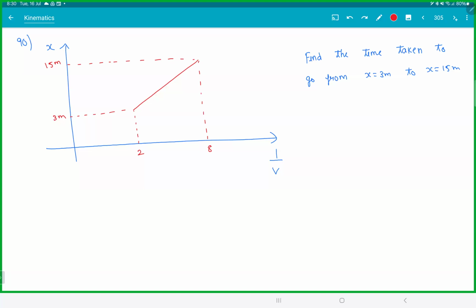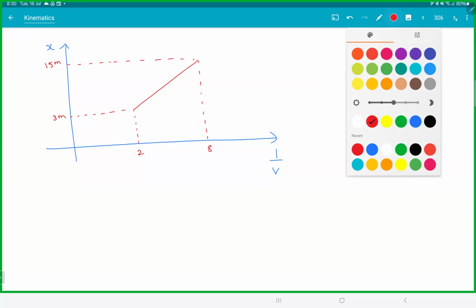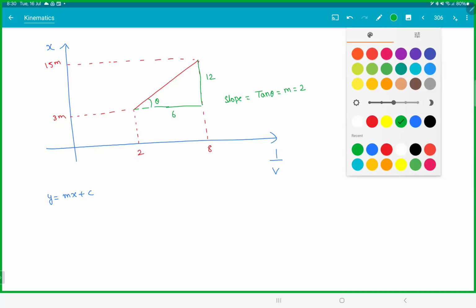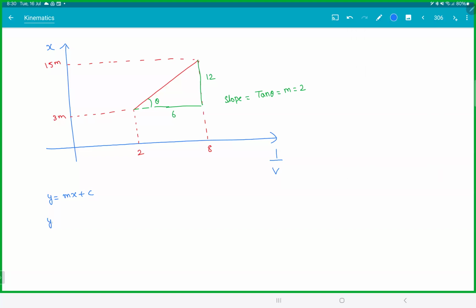Let's see whether you guys got the equation or not. One thing is sure, it's a straight line, but it is not passing through the origin. So y is equal to mx plus c. Now from here you can clearly see this angle theta is the slope. So this would be 12 and this would be 6. The slope of the line is tan theta is equal to m is equal to 2. So I know this is y is equal to 2x plus c.